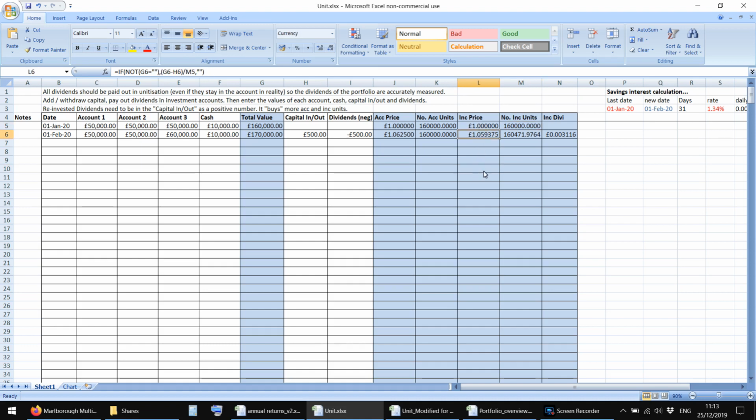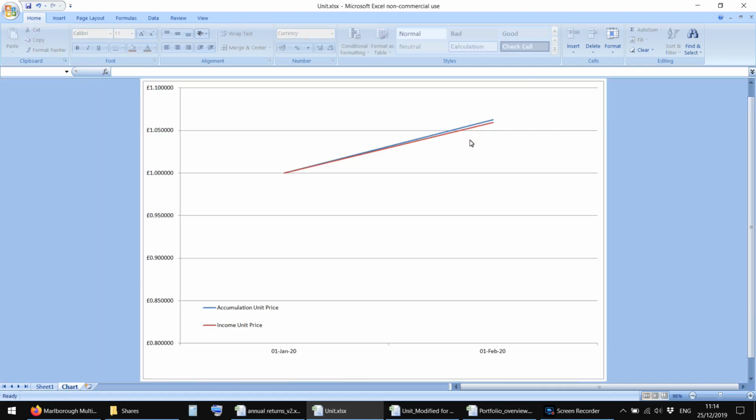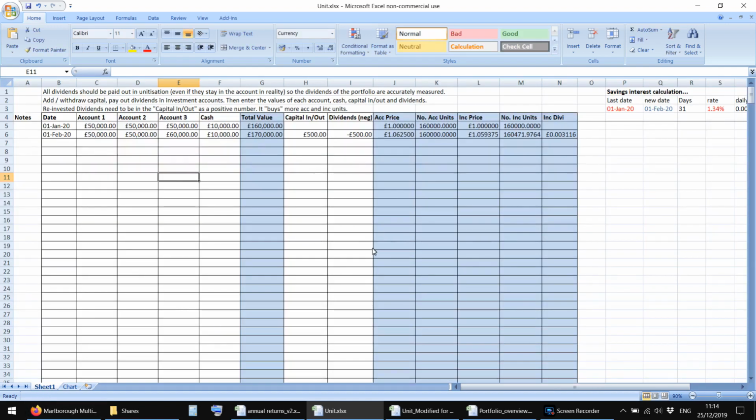So the unit price does go down, but what you've done is you've reinvested this dividend you got paid. To reinvest it in an income unit of a fund, you would have to buy more units. So that's reflected here. It's bought more units, the income unit price has gone down, but you've bought more units. So it all fits together. And also on this chart, I've actually put in a little chart here. So the blue line is the accumulation unit price and the income unit price is the red line. I suppose I could add the dividend as well, but that'd only be a yearly thing to make sense.